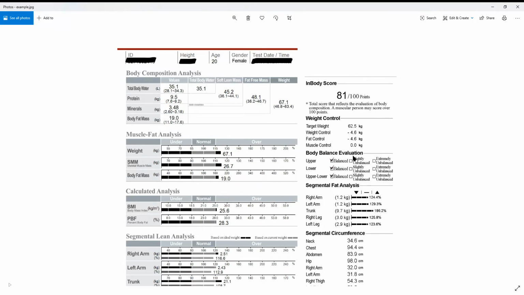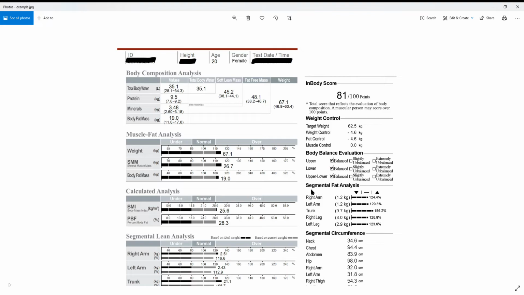The body balance evaluation looks at muscular balance in the different segments of the body. The upper body, we look at left and right arm for balance. Lower body, left and right leg for balance, and also the relationship between the upper and the lower body also.